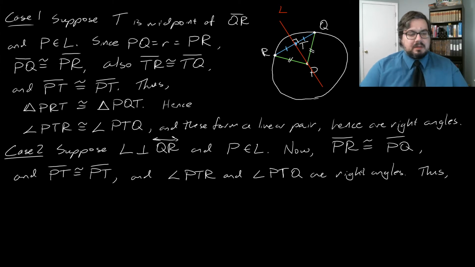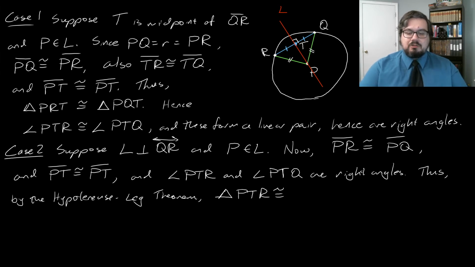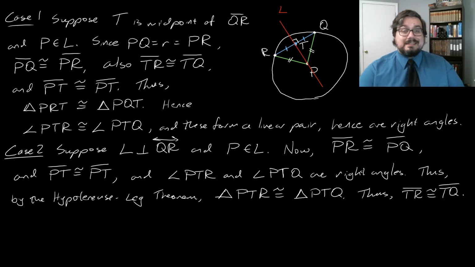Thus, by the Hypotenuse Leg Theorem, we have two right triangles here. Their hypotenuses are congruent and one of their legs is congruent, and therefore we have that triangle PTR is congruent to triangle PTQ. Thus, that tells us that TR is congruent to TQ, which shows us that T is indeed the midpoint of the segment QR.